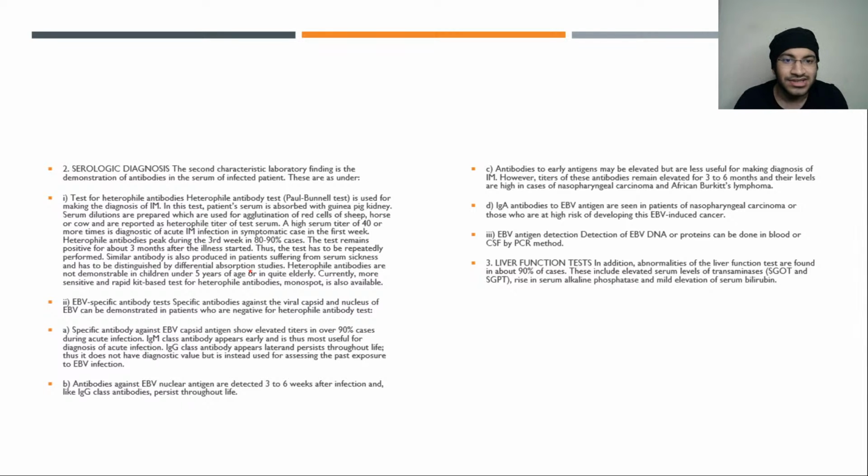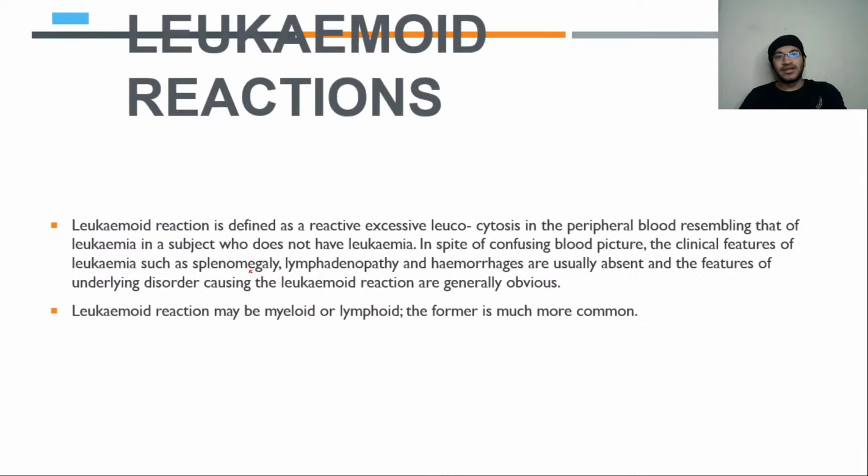So EBV antigen detection is done by PCR method, right? And liver function test. In addition, abnormalities of the liver function test are found in about 90% of the cases, and these include elevated serum levels of transaminases and rise in the serum alkaline phosphatase and mild elevation of the serum bilirubin. Then leukemoid reaction. So this is the reaction in which many times it is misdiagnosed as CML, or sometimes a CML is misdiagnosed as a leukemoid reaction, but there are many differences and we will be studying all those, right?